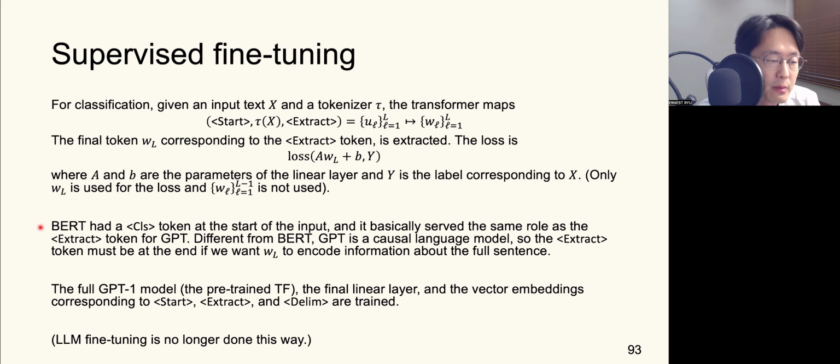But different from BERT, GPT is a causal language model. So the extract token must be at the end if we want the W_L token to encode information about the full sentence. So this whole pipeline would not work at all if the extract token was placed at the very beginning, as was the case with the BERT model. So the full GPT-1 model, the pre-trained transformer, the final linear layer, and the vector embeddings corresponding to start, extract, and delimiter are trained in the supervised fine-tuning process. By the way, LLM fine-tuning is no longer done this way, as we will further discuss when we get to the more modern models.